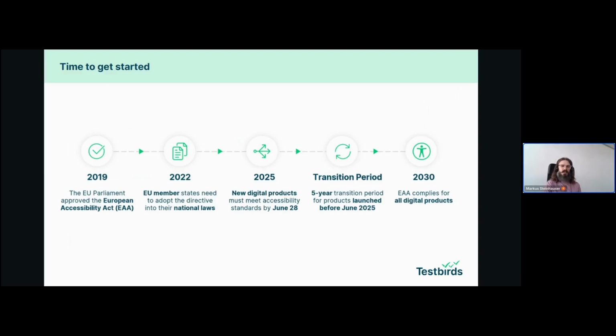And then there's actually a 5-year transition period that also applies to existing products. So there's this grace period for products that are already on the market, maybe for a long time. And then by 2030, everything needs to be accessible, and that encompasses everything that we use, for example, in the digital space.